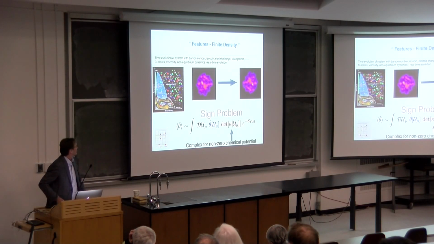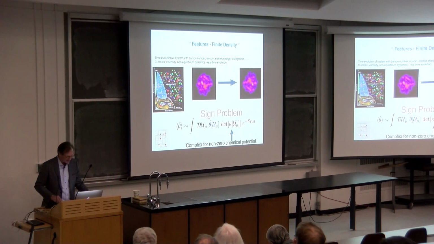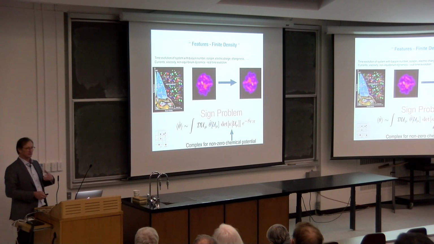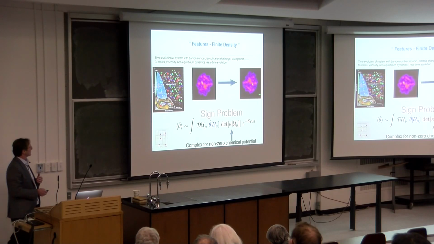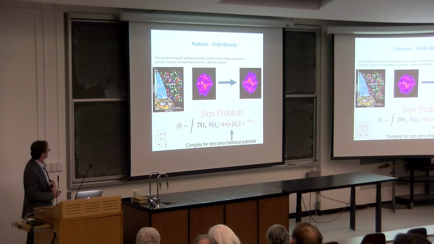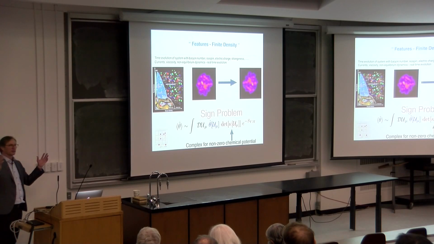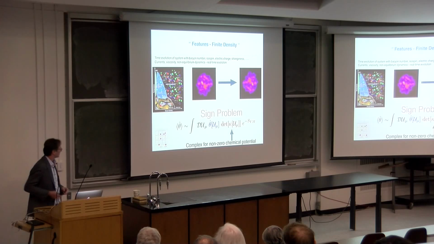So I want to make a couple of comments before I move on to the quantum computing side of things. So when it comes to, for instance, if I'm looking at a finite density system, what's the real problem here? In such calculations, one wants to calculate the expectation value of some observable, and one does that by integrating over all of the values of the quantum fields at each point in space-time, and then taking the average value of that.